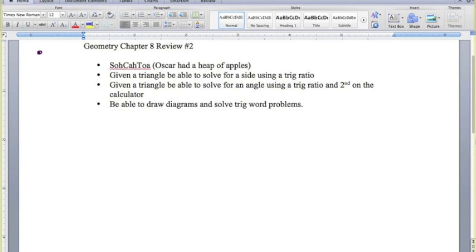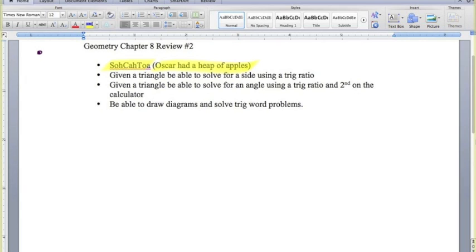All right, the first key that you need to make sure you know, this quiz will be impossible without it, is you need to know your three trig functions. Whether you know those by SOHCAHTOA or whether you make up some kind of a story for it, like Oscar had a heap of apples or your own story, you need to know sine, cosine, and tangent and the fractions those represent. So sine is opposite over hypotenuse. Cosine is adjacent over hypotenuse, and tangent is opposite over adjacent.